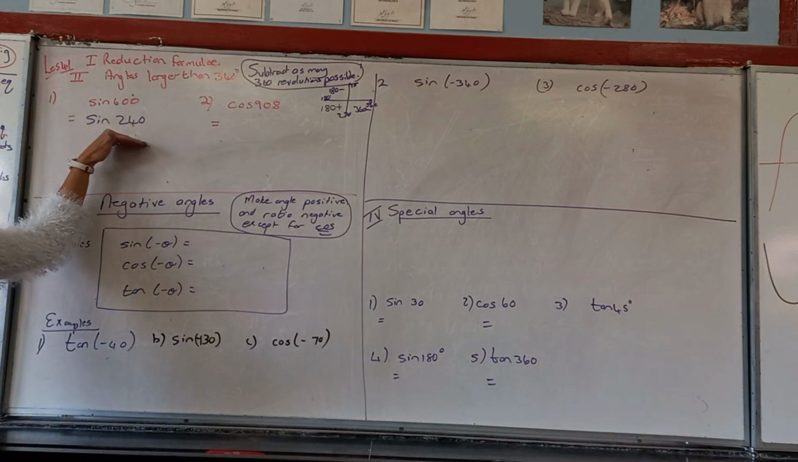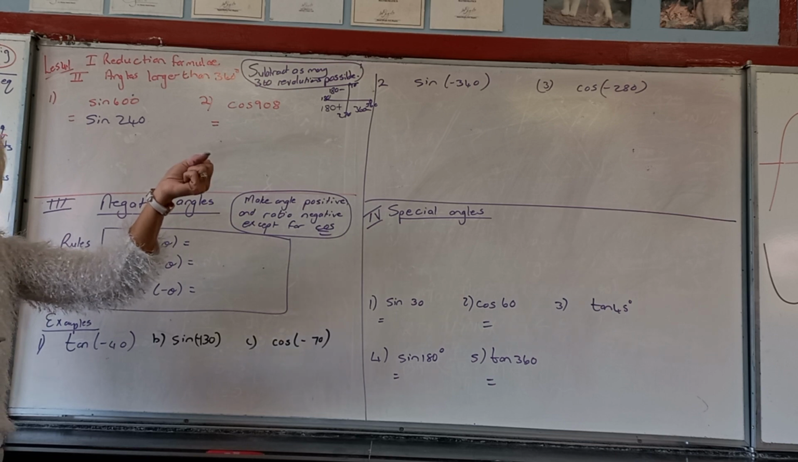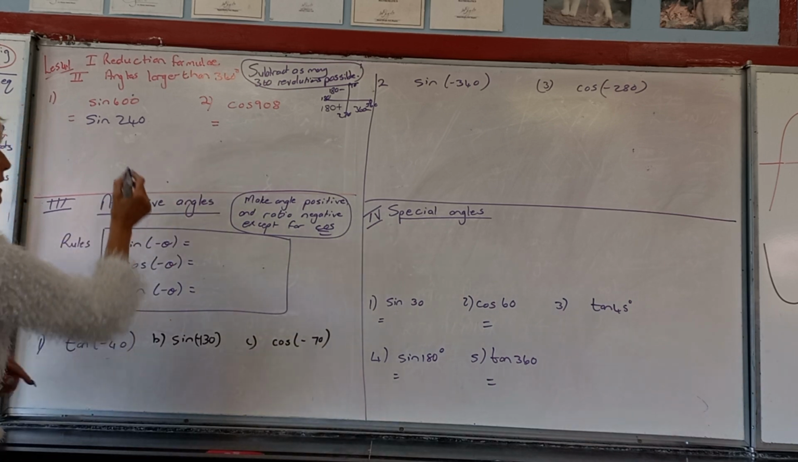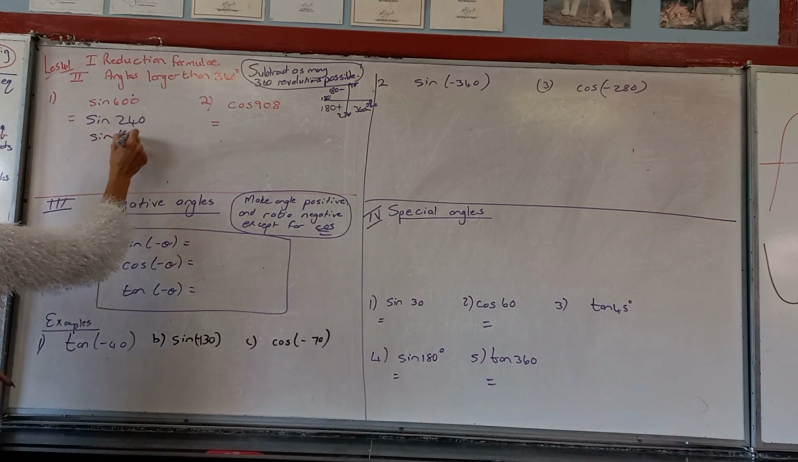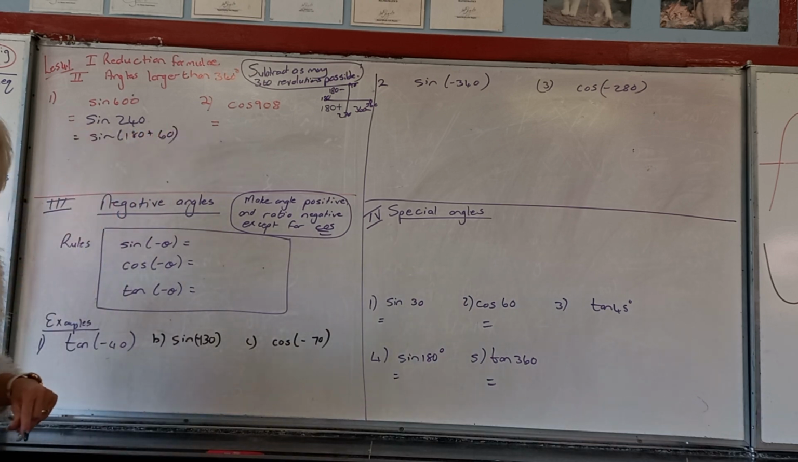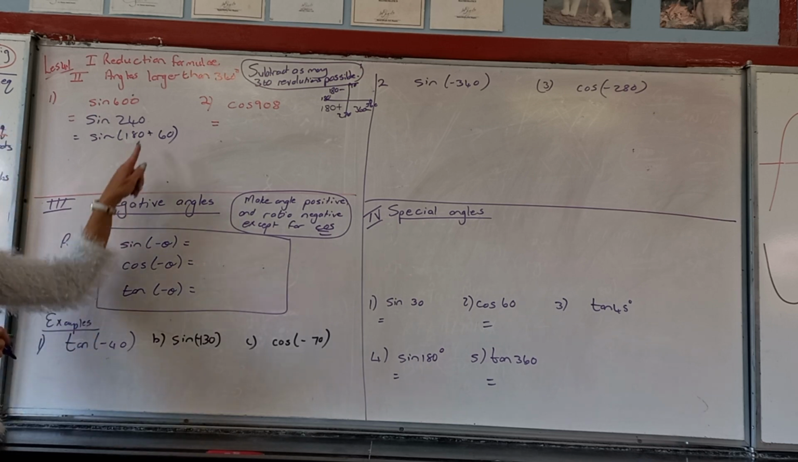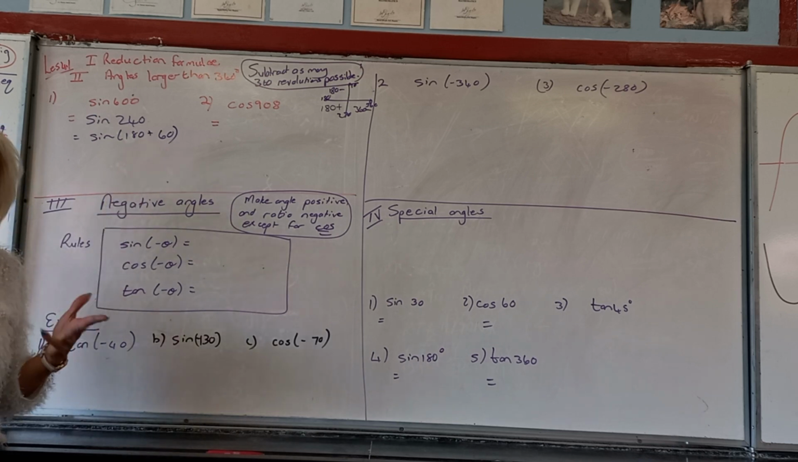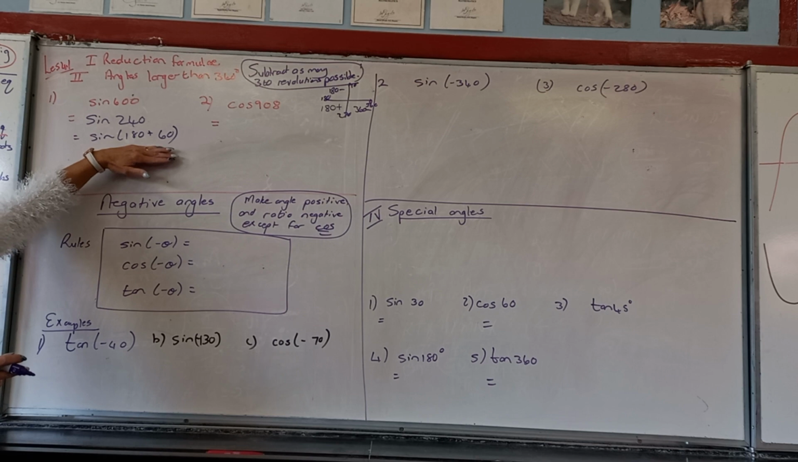So if I want to go for 240, then my tool I'm going to use has got to be 180 plus. So it's going to be sin 180 plus what? 60. Because it still has to be 240. It's not 180 plus 240. That's not 240. This still gives me 240.